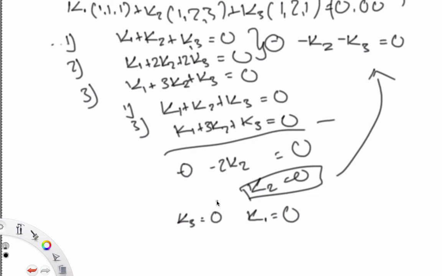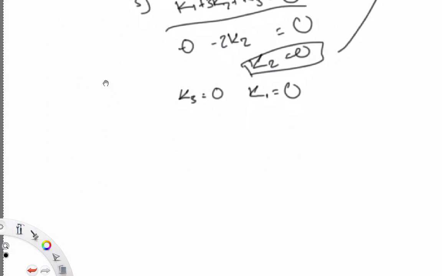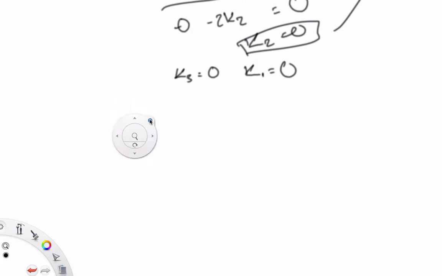So what we have obtained is that all of these scalar numbers k1, k2, and k3 are 0. So we can say that this V is linearly independent.